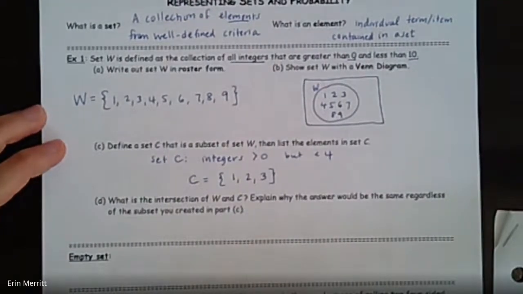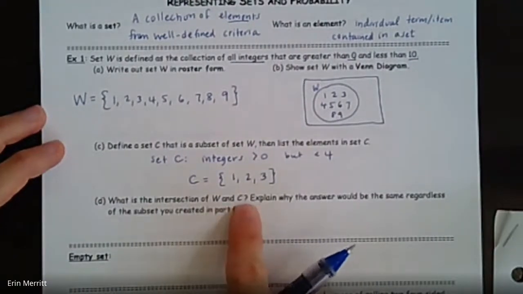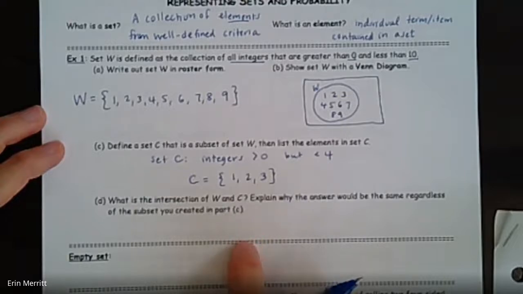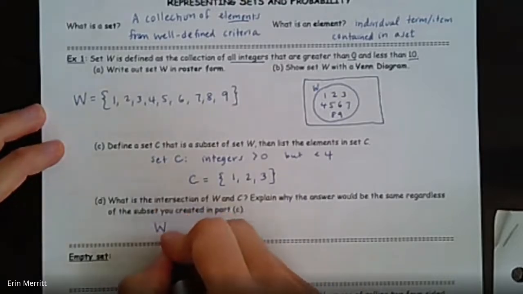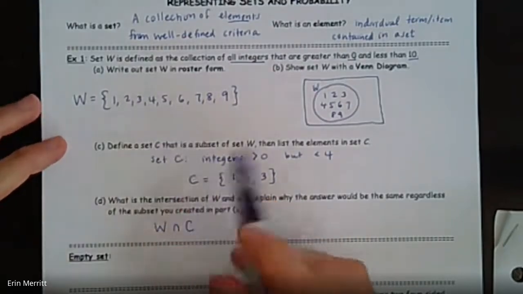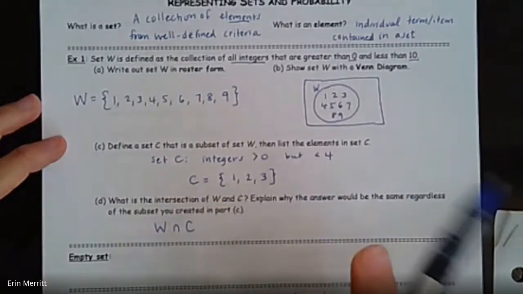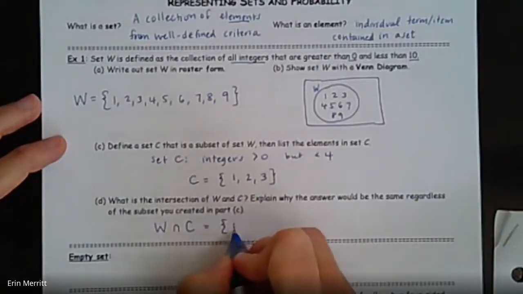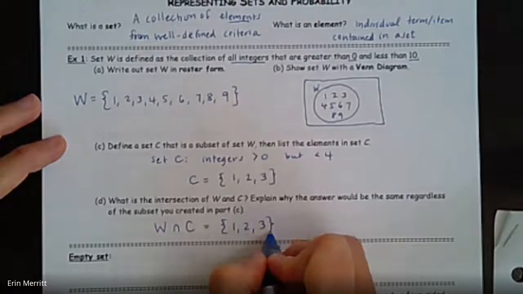What is the intersection of W and C? Well, that's asking where they overlap. So the intersection looks like that, with the notation of an upside down U in between. And the numbers that they overlap would literally be the subset itself. That's what they have in common. So it would be the numbers 1, 2, and 3.